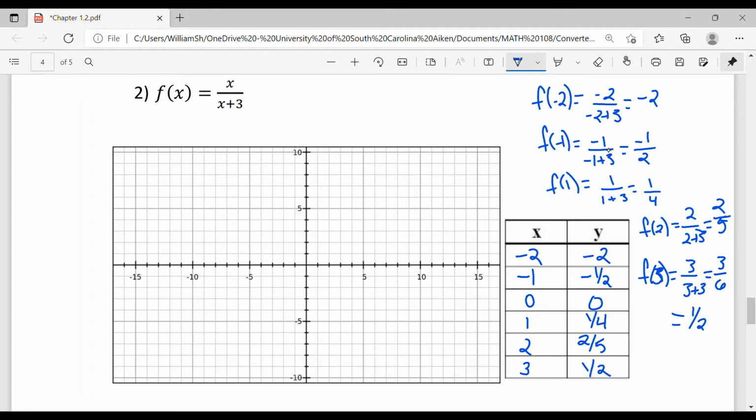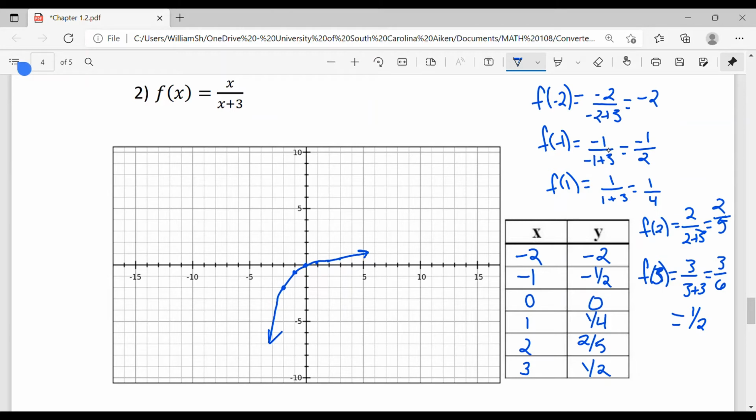Okay, let's see if we can graph some of these points. Negative 2, negative 2. That was a pretty easy one. Negative 1, negative 1/2. Okay, 0, 0. All right. Let's see, 1, 1/4. So not much up at all on that one. 2, 2/5, which isn't quite a half. 3 and an actual half. So it looks like I've got a function that maybe does something kind of like this.